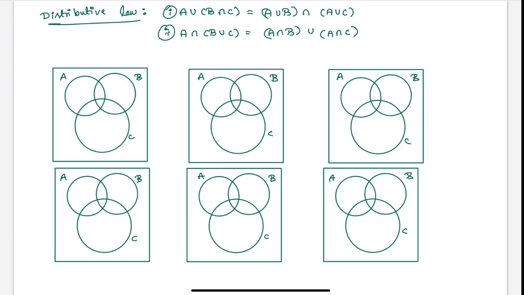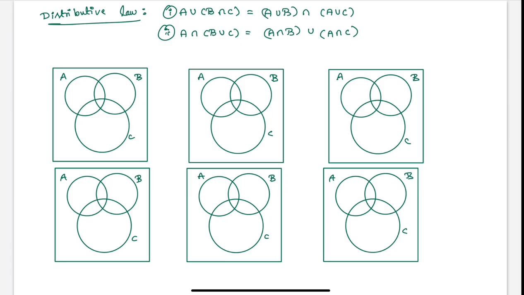The first distributive law says, you must have seen the distributive law for addition and multiplication in real numbers, right? Similarly, it works with union and intersection for sets. So here A union of B intersection C is A union B intersection A union C. We shall prove this. Okay, we shall start that.